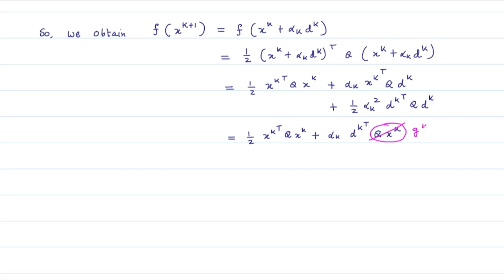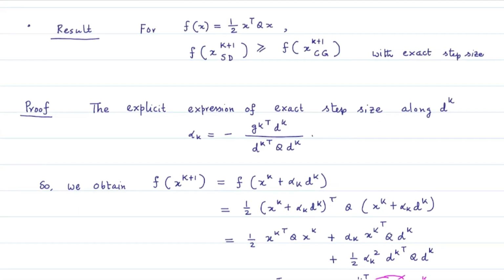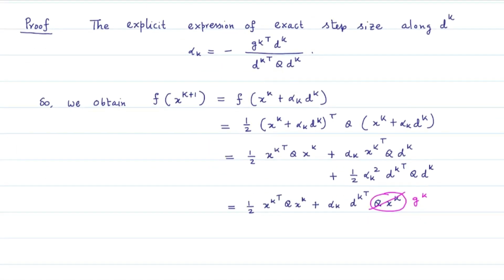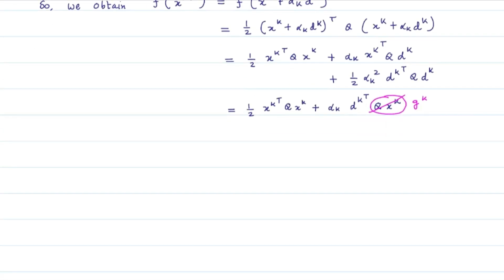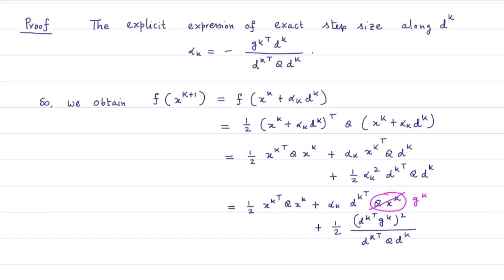So we replace it by g_k, because we have taken the expression of the function f as half x transpose Qx. So we have the gradient g_k equal to Qx_k, plus the last term equal to half times (d_k transpose g_k) whole square divided by d_k transpose Q d_k. Here we have plugged in the expression of alpha_k given by this expression.